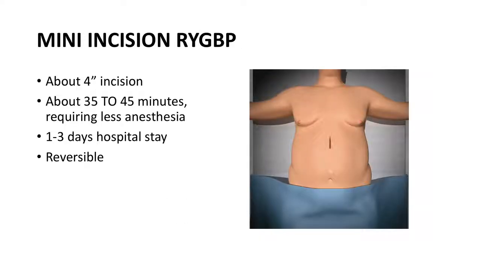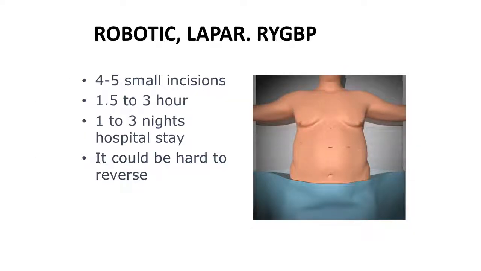This is how I do it myself. I've done it for so many years. With a small incision, it takes about 35 to 45 minutes to complete the full gastric bypass. Hospital stay is 1 to 3 days. And the way I do it is reversible because I staple in continuity, as you will see later.